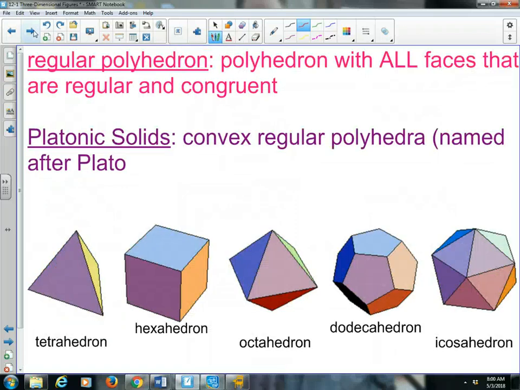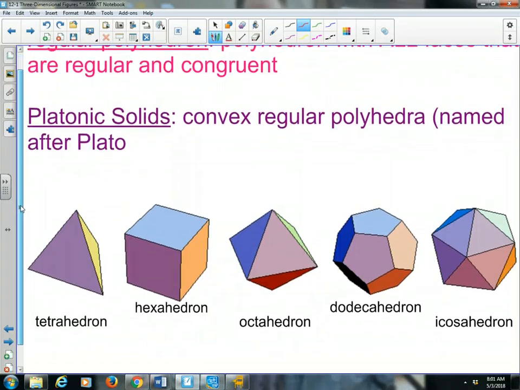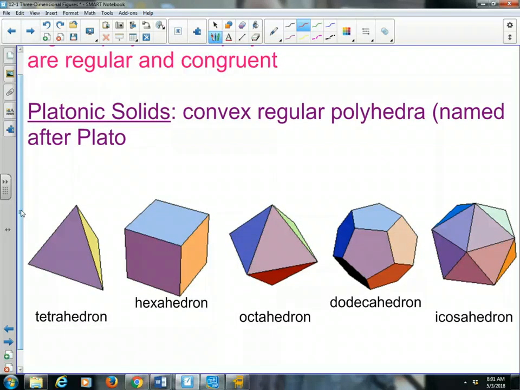Regular polyhedrons are polyhedrons with all faces that are regular and congruent. So regular polygons: all sides congruent, all angles congruent. Now a regular polyhedron is a three-dimensional regular shape. So, a polyhedron with all faces that are regular and congruent. The Platonic solids, named after Plato, who discovered them, are convex regular polyhedra. There are 5 of them.